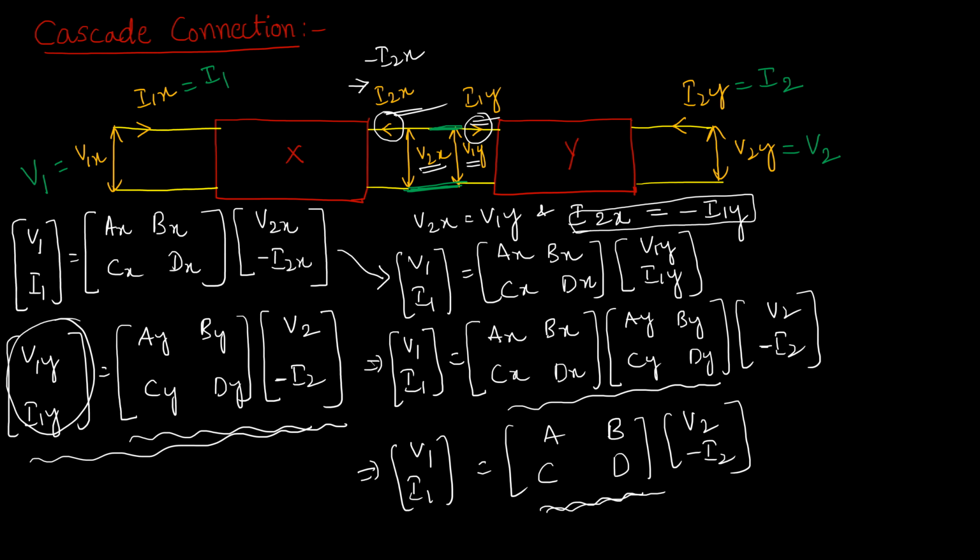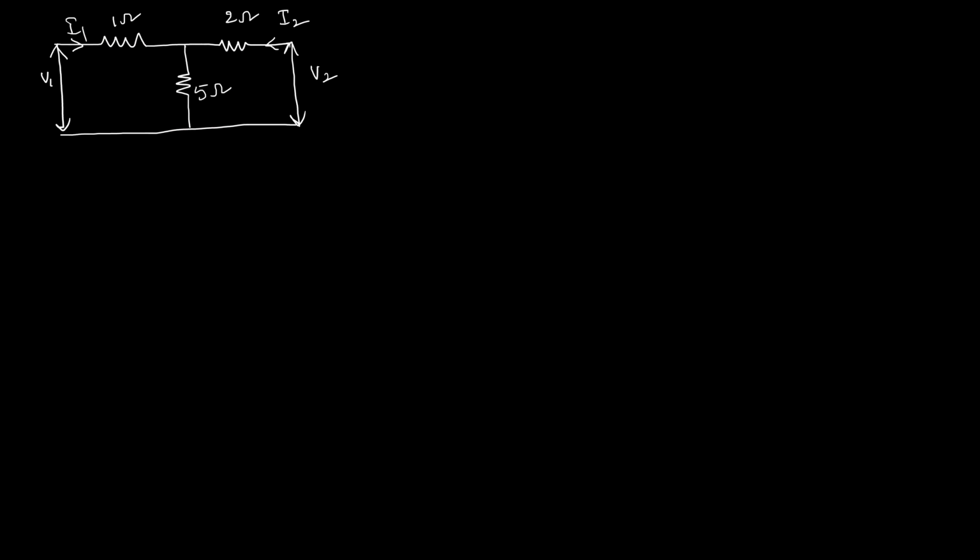Okay, so now let us solve a simple problem which is based on transmission parameters. Okay, now so this is a simple problem. So firstly, we need to write the standard equations for the ABCD parameters. So V1 equal to A V2 minus B I2. This is our first equation. And I1 equal to C V2 minus D I2.